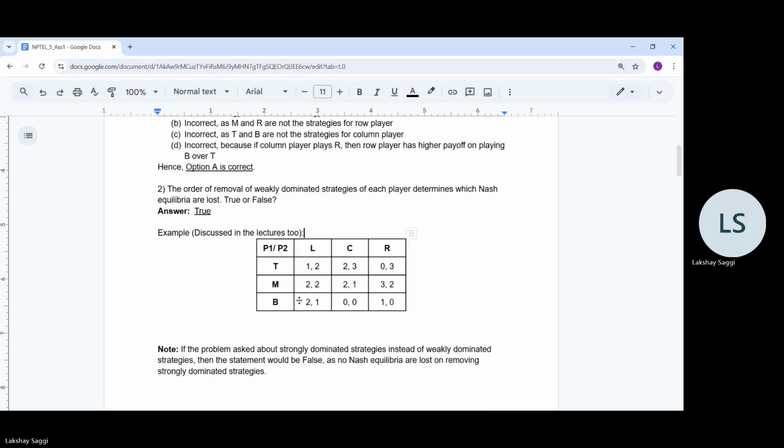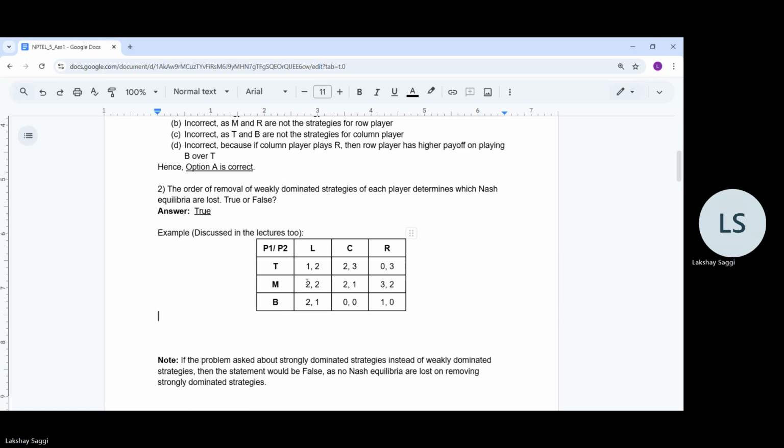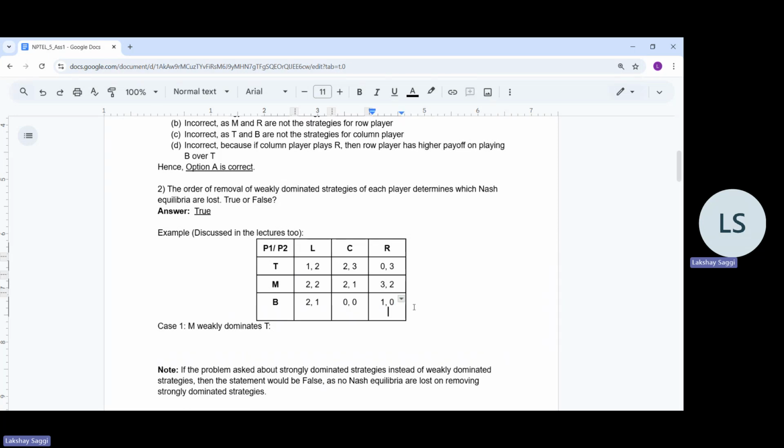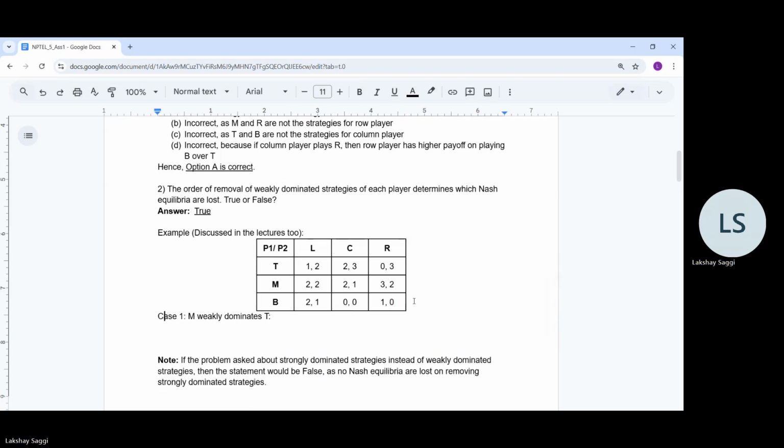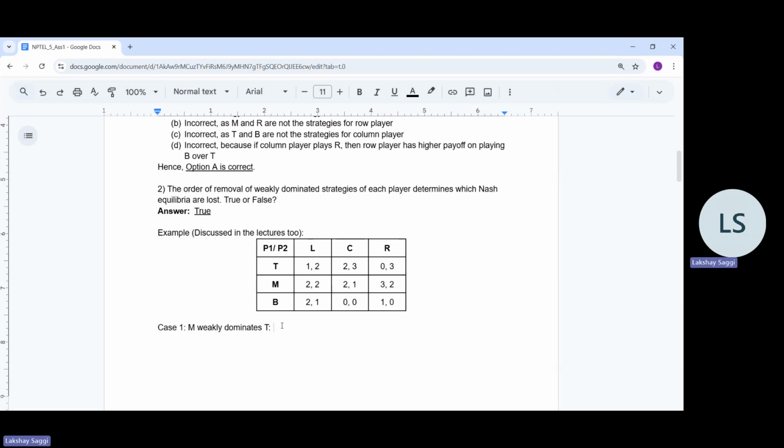Okay, so here what we can say is, case one: M weakly dominates T, right? So we remove T. If we remove the strategy T from here, we have shown that strategy M weakly dominates strategy T. So we can remove the strategy T now if we wish to obtain some Nash equilibria.